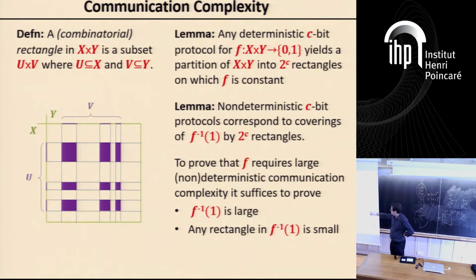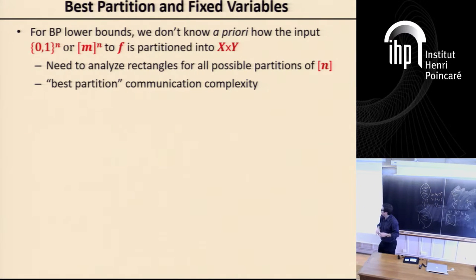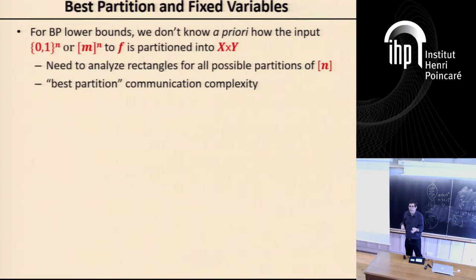Okay, so this is if we know which bits we're going to give to Alice and which bits we're going to give to Bob. For branching program lower bounds, we don't know how those n coordinates are partitioned into Alice's bits and Bob's bits. With the equality function, in this version it's hard, but if you rejiggered who got which bits, it was easy. So we have to analyze rectangles in our function for all possible partitions of the input n that give bits to each player. This is called best partition communication complexity.